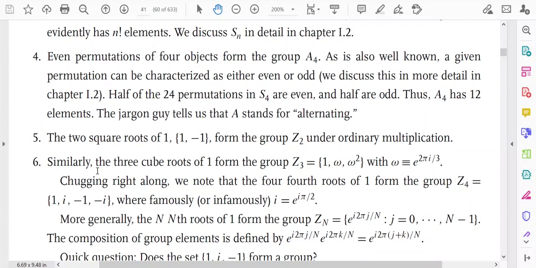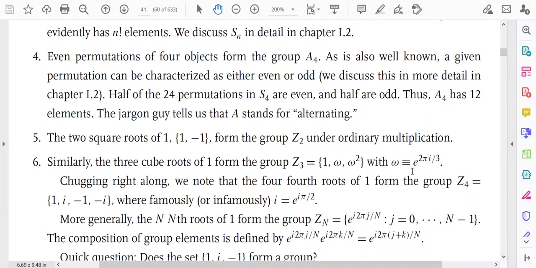Similarly, the three cube roots of 1 form the group Z3. We call it Z3, which is equal to 1, omega and omega square. So as the two square roots of 1 form a group, similarly the three cube roots of 1 also form a group known as Z3, with omega equal to e to the power 2 pi i divided by 3. We know the value of omega.